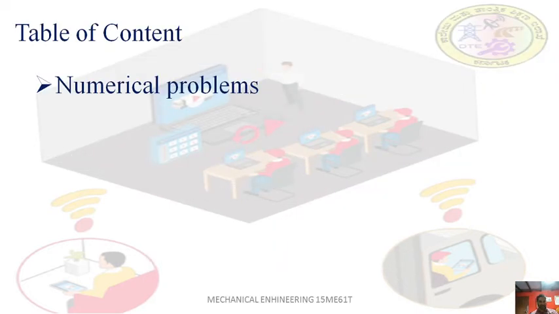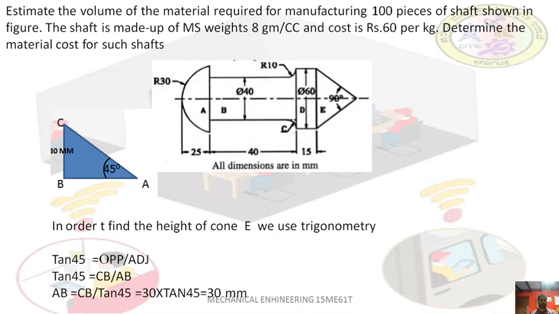So as usual we are discussing the problems on estimation of material cost. So here comes the next problem. Estimate the volume of the material required for manufacturing 100 pieces of the shaft shown in figure. The shaft is made up of MS, weighs 8 grams per cc. The cost of the material is 60 per kg. Determine the material cost for such shaft.